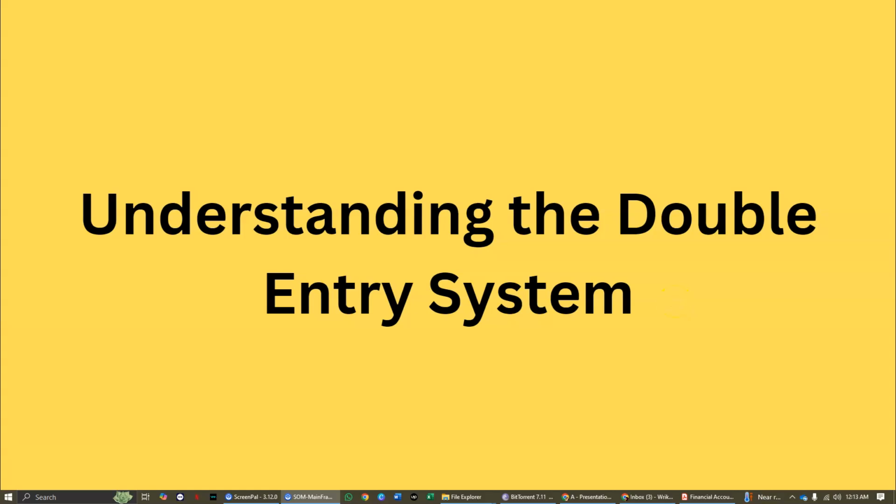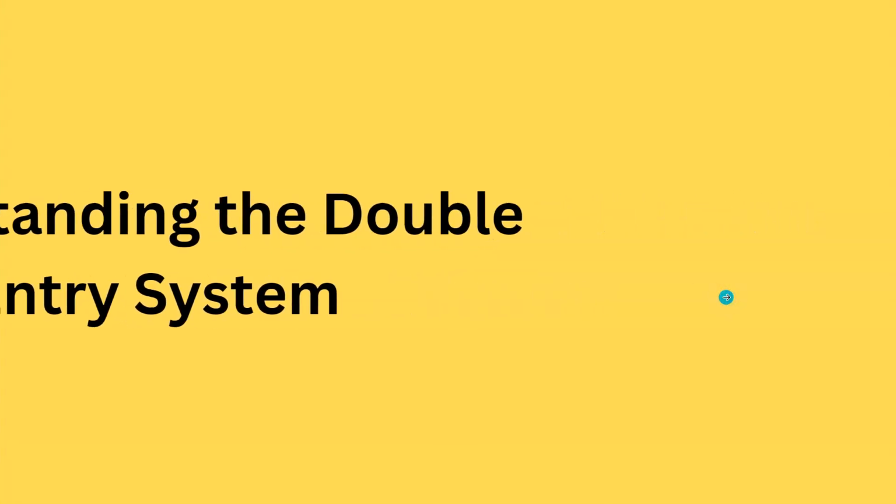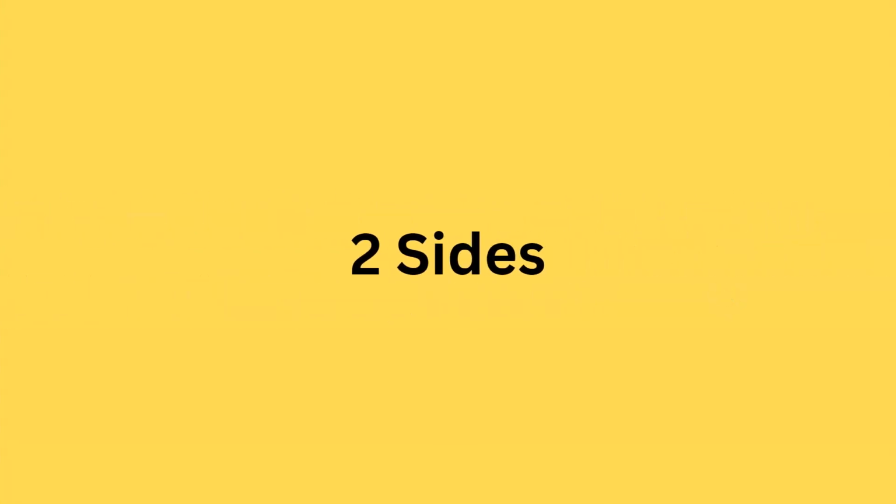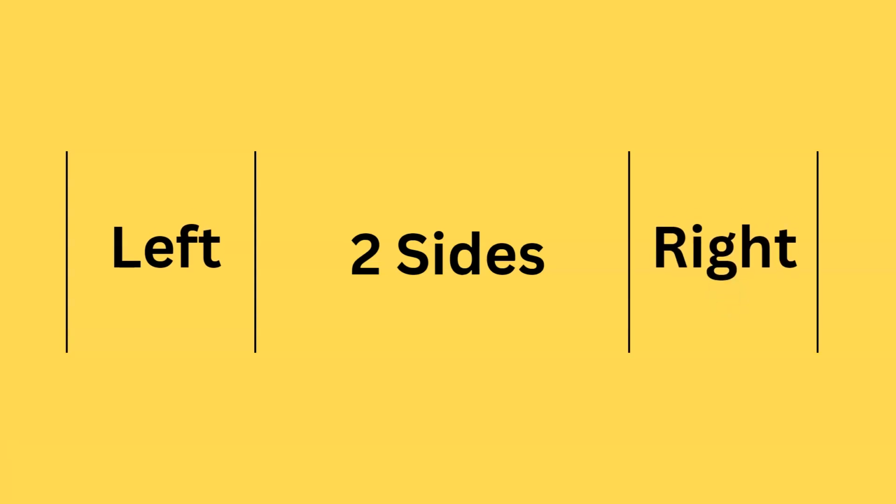We are going to discuss the double entry system. In a double entry system, we are talking about two sides. Two sides, we have the left and we have the right. As of now, let's try to leave our thoughts about the left and the right concept.